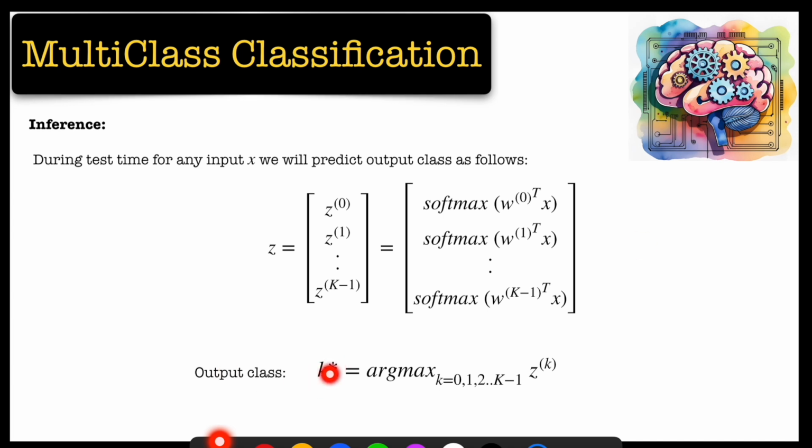So the output class k star is basically the argmax of zk for k equals 0 to k minus 1. That is how, for any new data, we find the correct class.